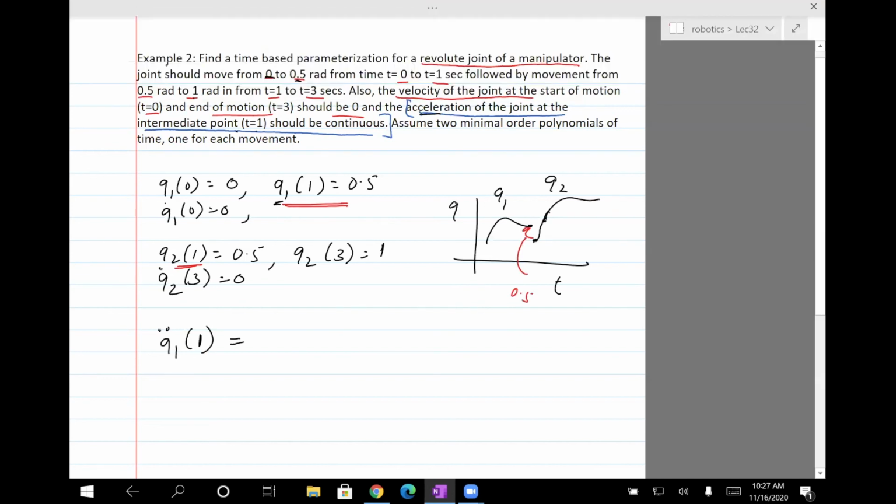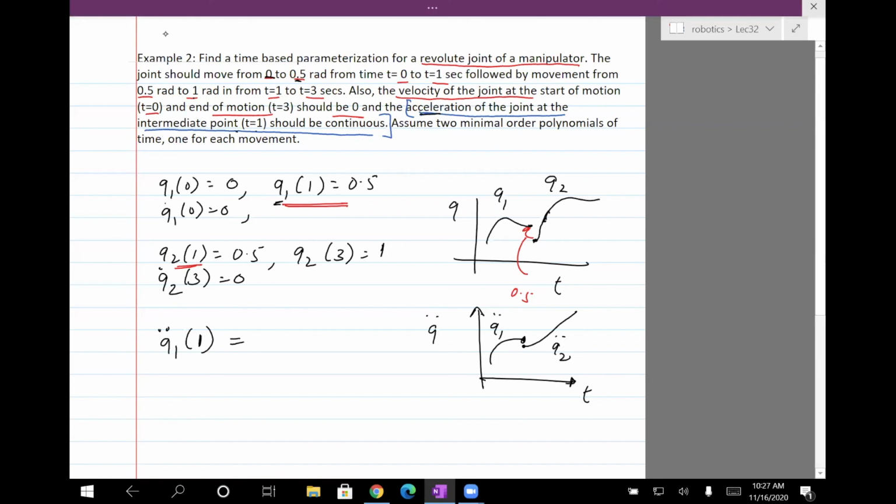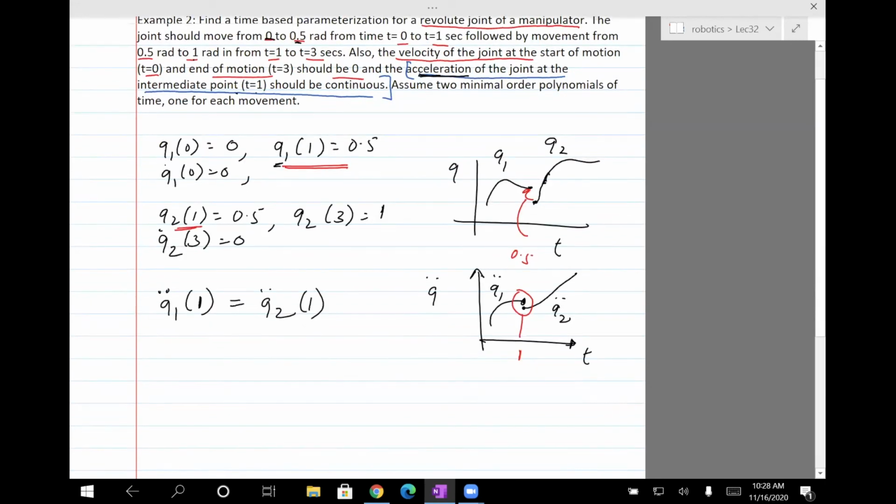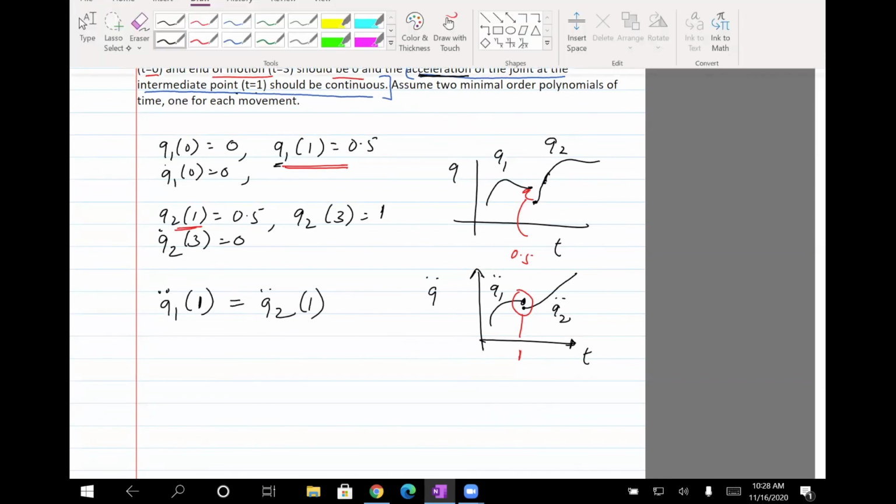However, we also need to ensure that q double dot at t is continuous. So this is q2 double dot, q1 double dot. This piece here at time t equals 1 should be continuous, which can be imposed by setting q1 double dot at 1 equal to q2 double dot at 1. Now, even though I just stated the acceleration should be continuous through this statement, we also need to ensure the velocity is continuous, because without velocity being continuous, we cannot ensure acceleration is continuous.